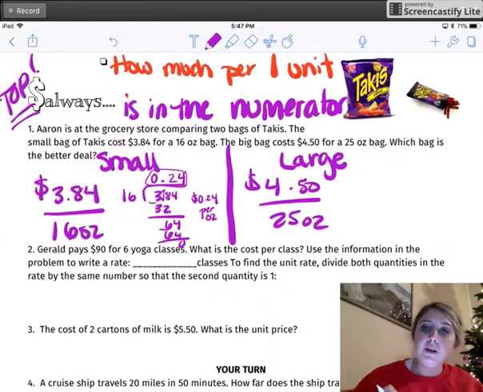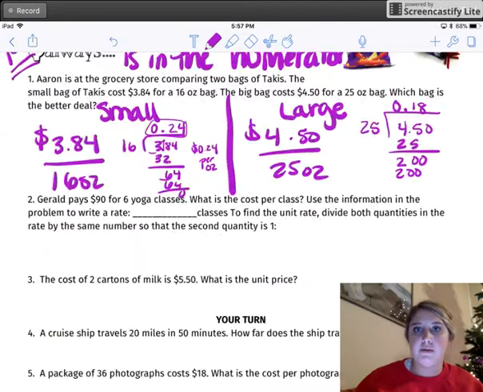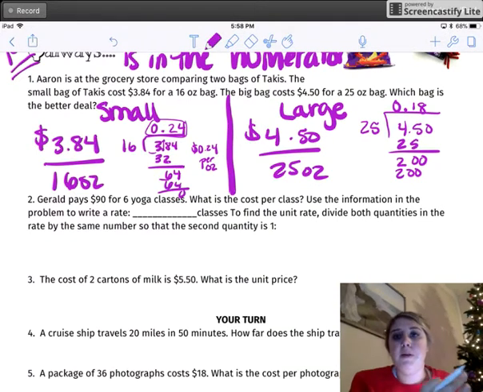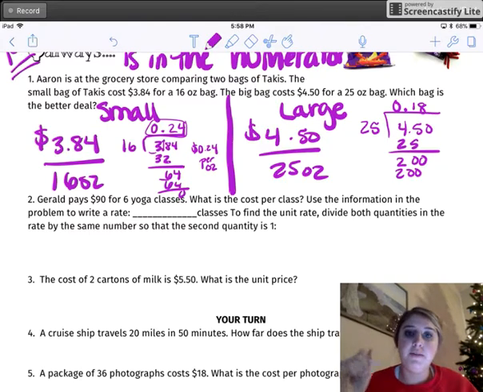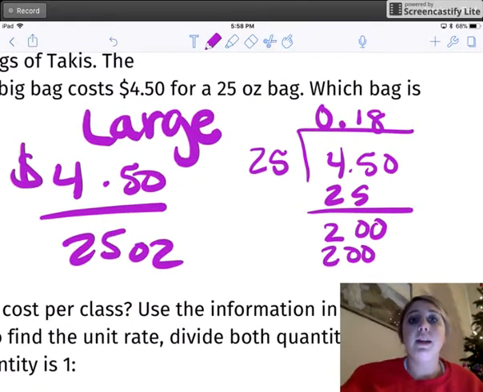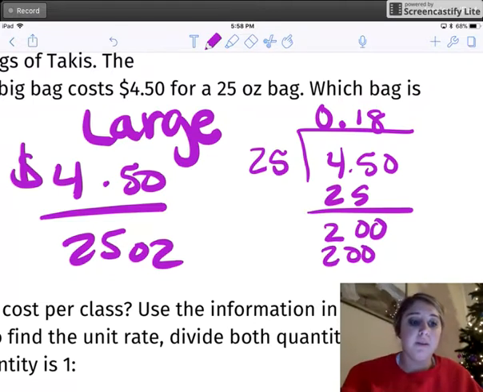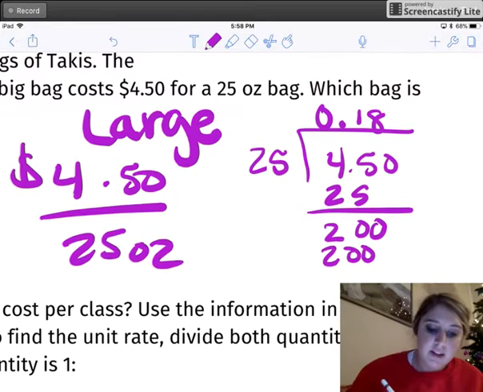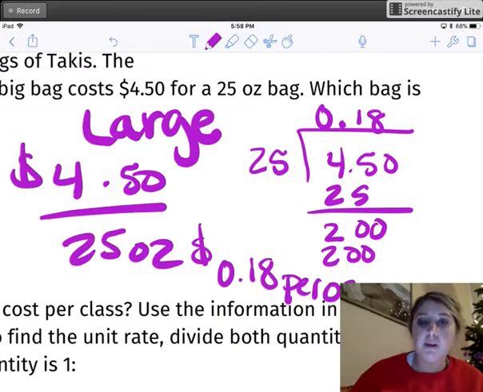Okay, so I want you to try to do the same thing with the large bag. Pause the video and see if you can find out how much money per ounce. Okay, so hopefully you got that we are going to end up dividing 450 divided by 25, and when I do that, I get 0.18. Now again, it's super important to write this with our rate. So when we're taking money over ounces, we're saying that this is 0.18 or 18 cents per 1 ounce, over 1 ounce.